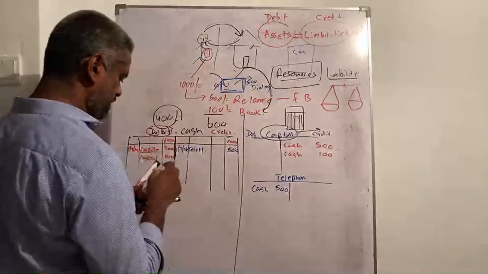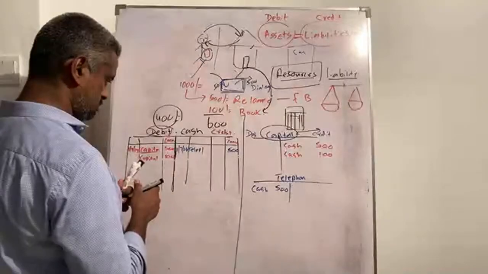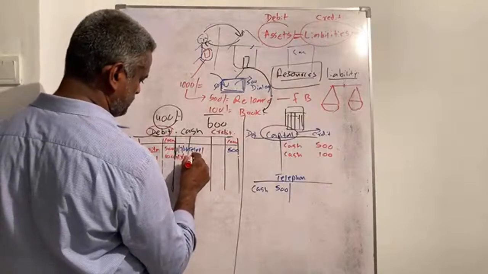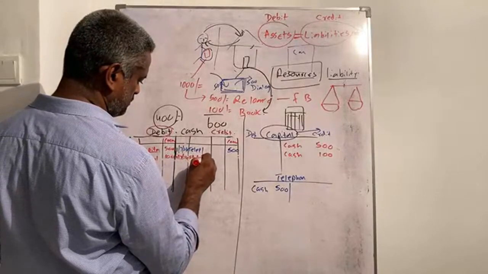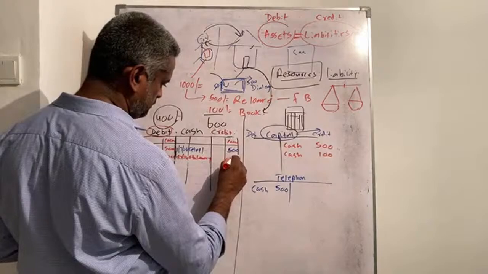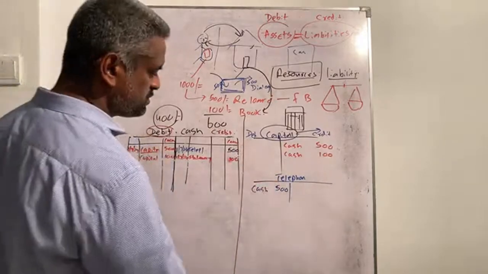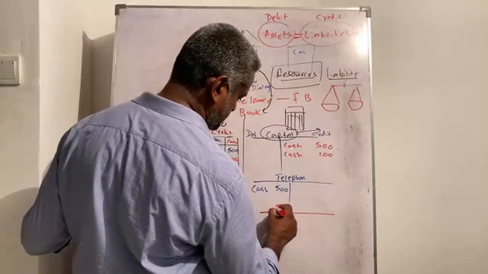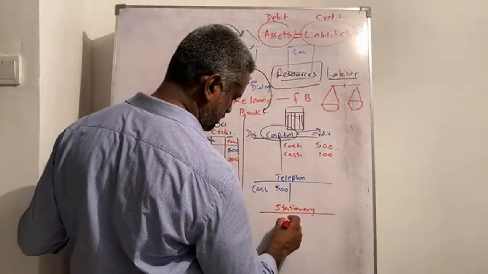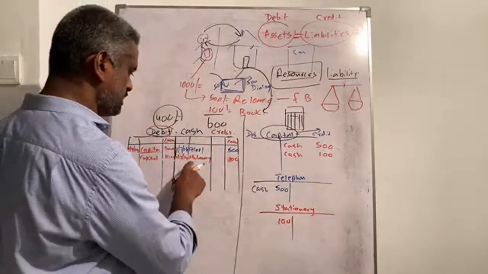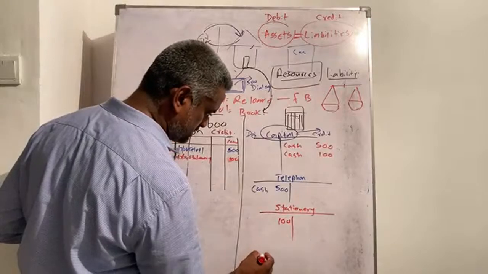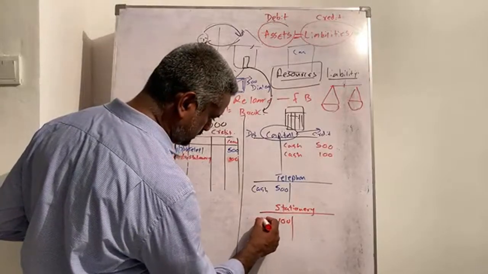Then again you are paying for books. Stationery 100. Then a new expense will come, stationery 100. You will change the names and all here. Cash in the cash book you mention as stationery. Here in the stationery account you will mention it as cash, right?